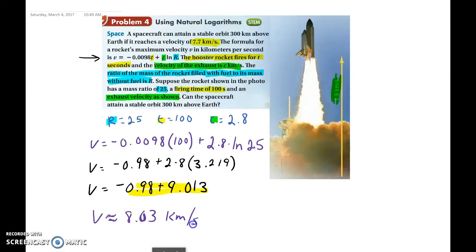So it means it's approximately equal to 8.03 kilometers per second. And since 8.03 is greater than the 7.7 that's needed in order to attain a stable orbit, that means that this spacecraft can attain a stable orbit 300 kilometers above Earth. So we would say yes as our final answer.